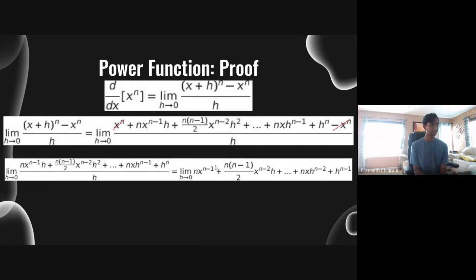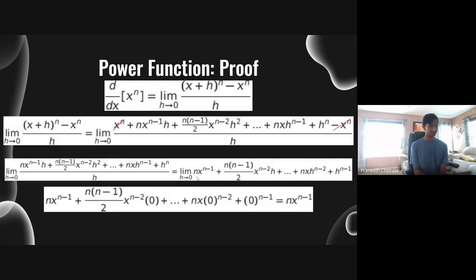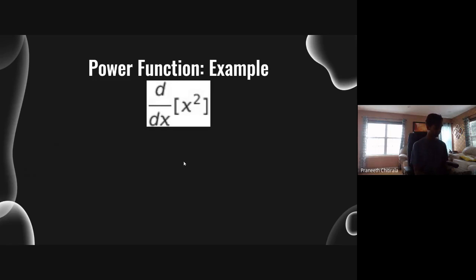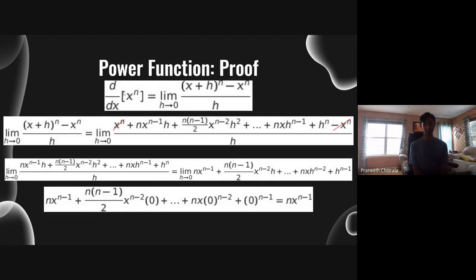Recognize that this term doesn't have an h, but all of these terms do. And since h is approaching 0, we could just substitute 0 for h. So that's what we get here. And 0 times anything is 0. So after that, if you simplify all of these, you're left with n times x to the n minus 1 power. And that's how you get the derivative of x to the n power, which is just n times x to the n minus 1.